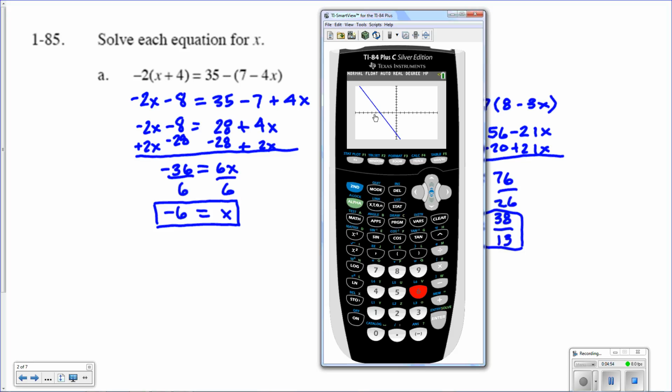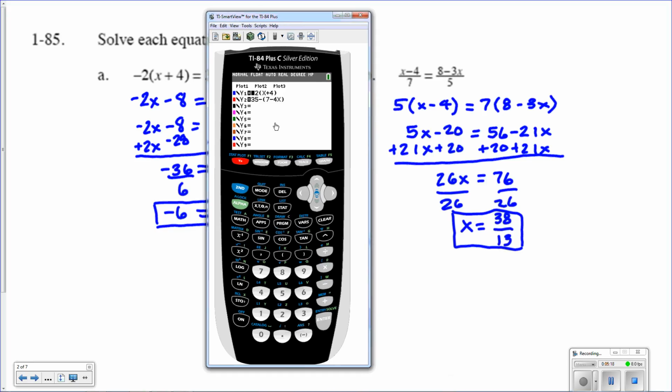It should intersect at -6, which is about 1, 2, 3, 4, 5, 6. Bam, right there. We could also check that by looking at the table. And if we go up to -6, you'll see here we have the same output value of 4 in each one, so that we know that is correct. So let's go on to the other one here.